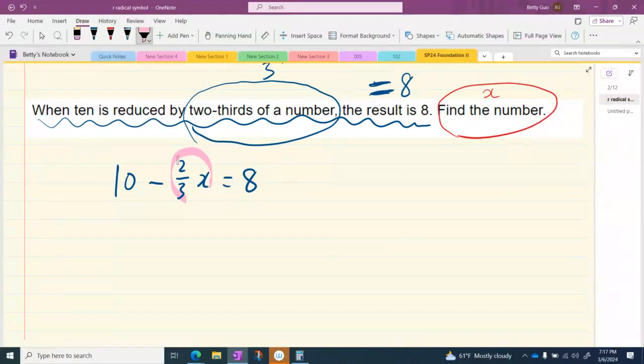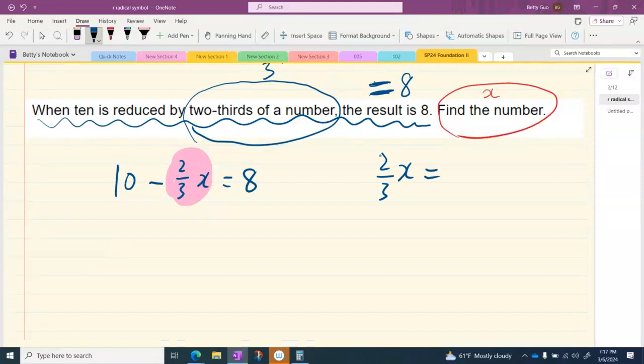I want to highlight this pink part. What do you think the value of the pink part is supposed to be in order for the equation to be a true statement? 10 minus what gives you 8? Only 10 minus 2 gives you 8, right? Do you agree?